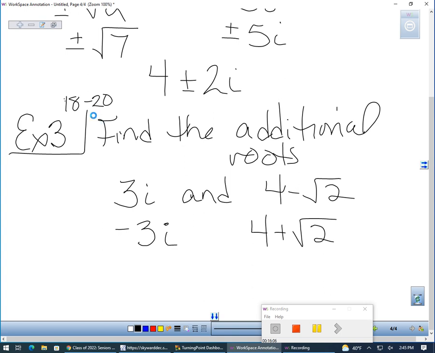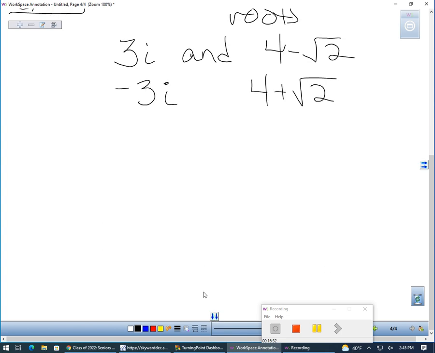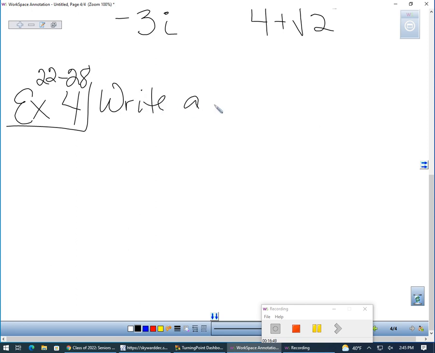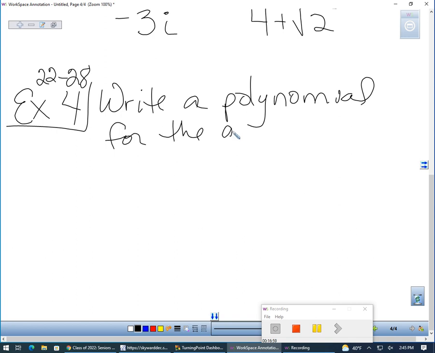We're good? All right, let's talk about the last section then. Example number 4. Take a deep breath, because we've got this. Example number 4 covers the rest of what we're doing today, which is problems 22 through 28. Write a polynomial for the given roots.